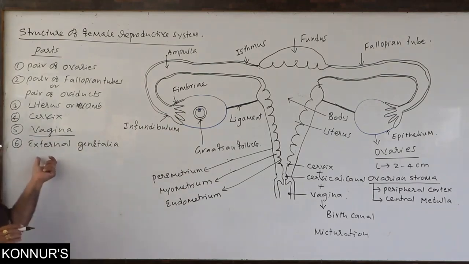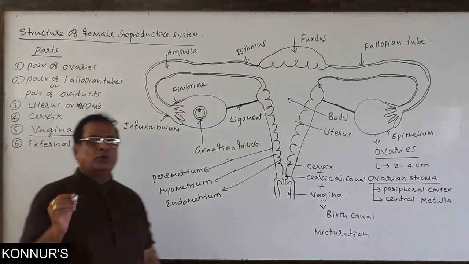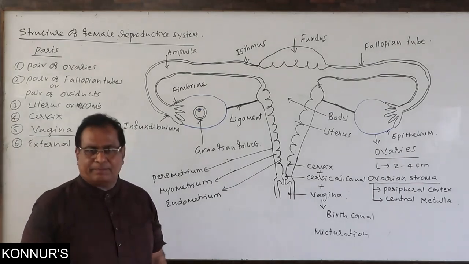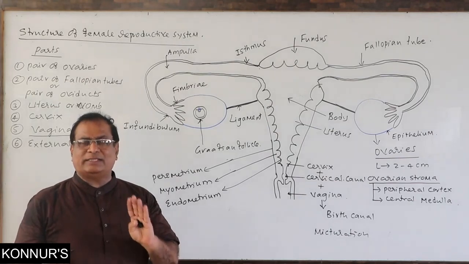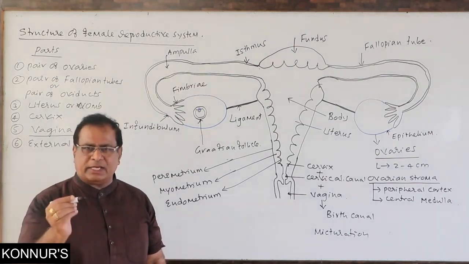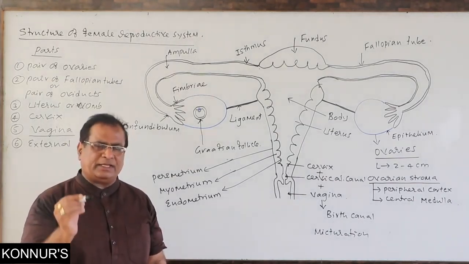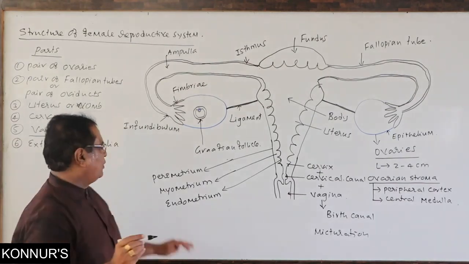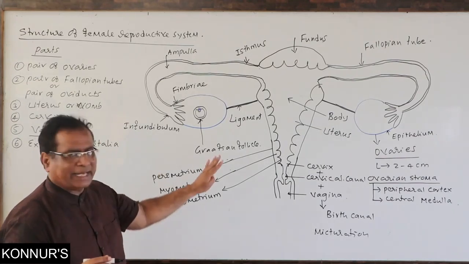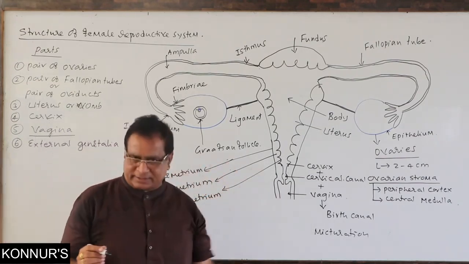Here I didn't draw the external genitalia. To know about external genitalia, we need to draw another diagram. But in case a 5 marks question is asked with a neat labelled diagram, describe the structure of the female reproductive system, your work is to draw this diagram and explain the parts.